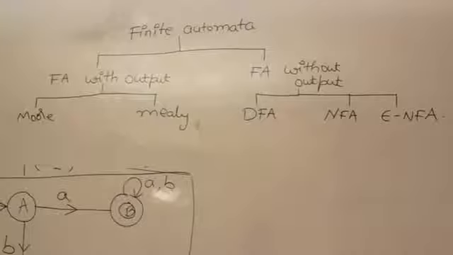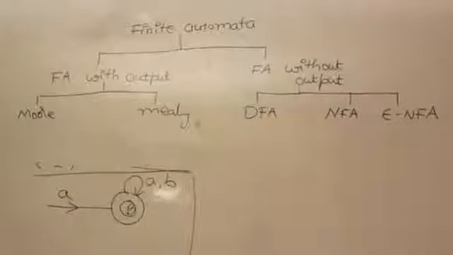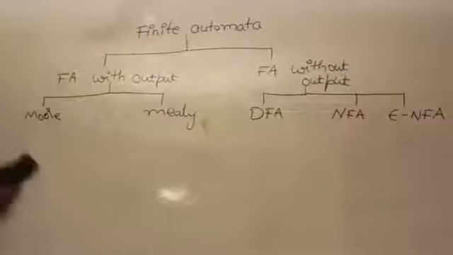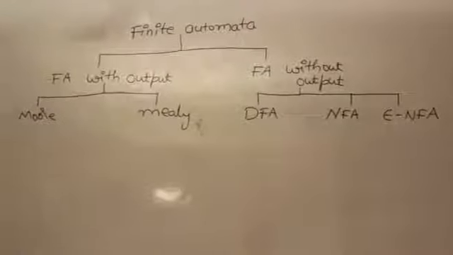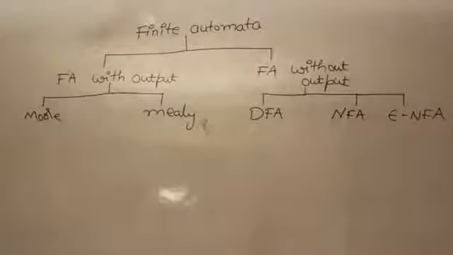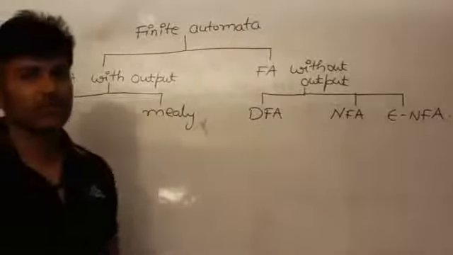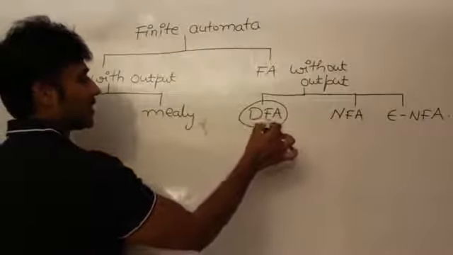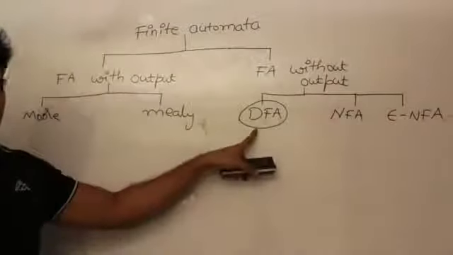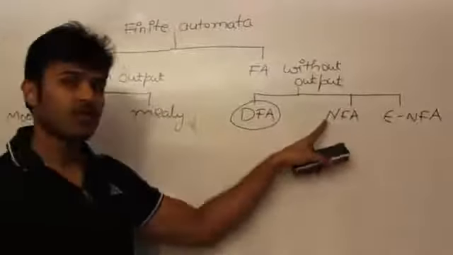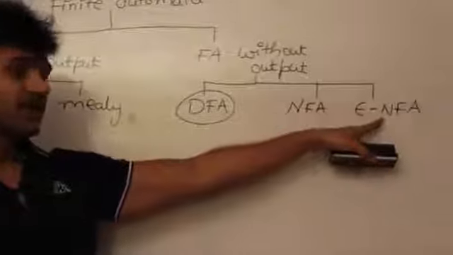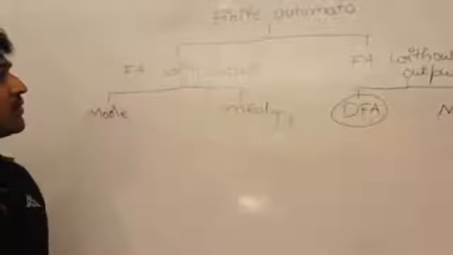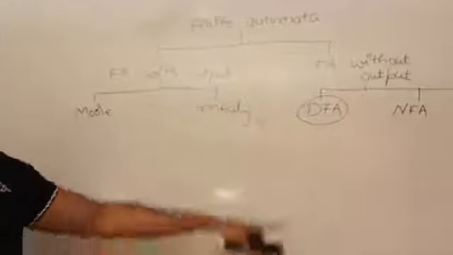Okay, so let's look at all these types. We are going to look at all these finite automata in detail. The first one I would like to start with is DFA. DFA is deterministic finite automata. NFA is non-deterministic finite automata. Epsilon NFA is non-deterministic finite automata with epsilon moves. We are going to discuss each one of them, but I would like to start off with DFA.